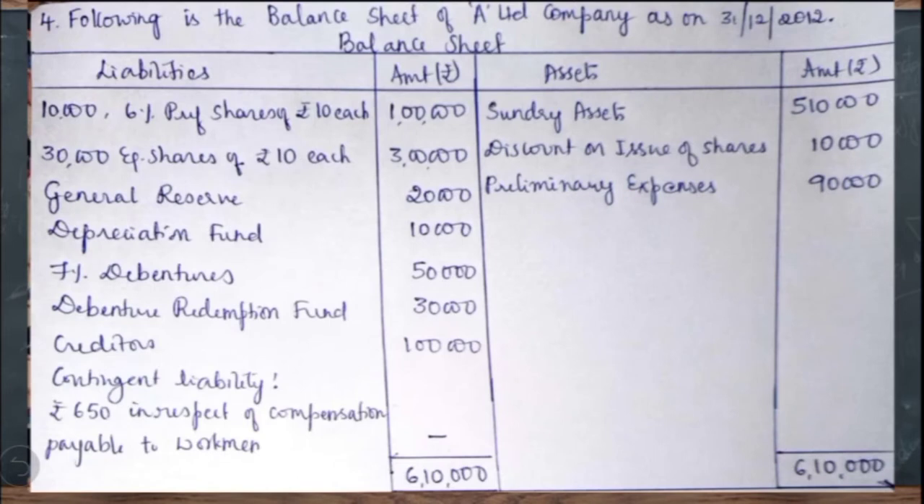Following is the balance sheet of A Company Limited as on 31st December 2012. On the asset side, they have given sundry assets 5,10,000, discount on issue of shares 10,000, preliminary expenses 90,000. On the liability side, 10,000 6% preference shares of rupees 10 each 1 lakh, 30,000 equity shares of rupees 10 each 3 lakh, general reserve 20,000, depreciation fund 10,000, 7% debentures 50,000, debenture redemption fund 30,000, creditors 1 lakh, contingent liability rupees 650 in respect of compensation payable to workmen.